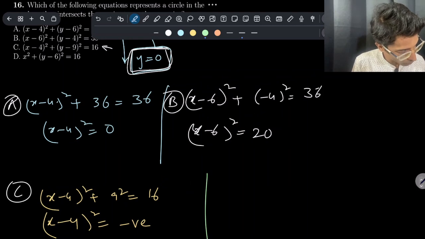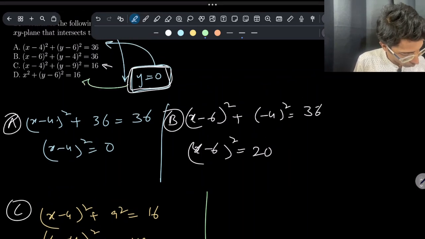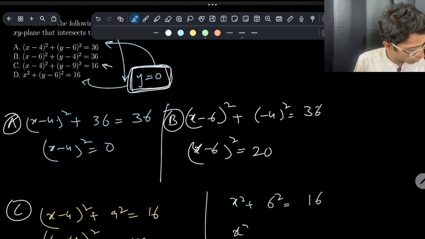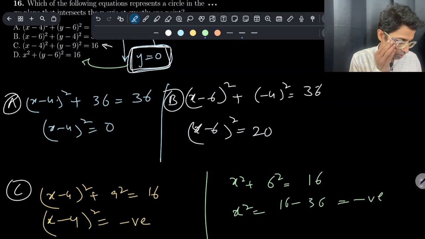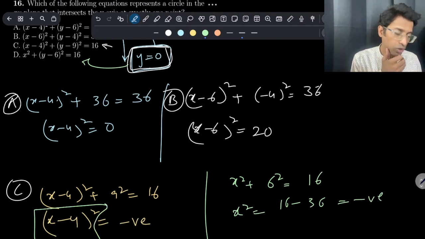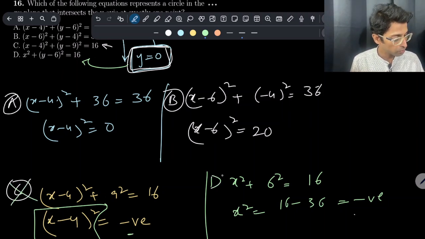Next, let's substitute y equal to 0 in this last equation. So x square plus 6 square equal to 16. x square is equal to 16 minus 36, which is again some negative value. Here I can see that this term is always positive because it's a square. The least possible thing it could be is 0, but it can't be negative. So this option is ruled out. The same argument holds here, so even this option is ruled out.